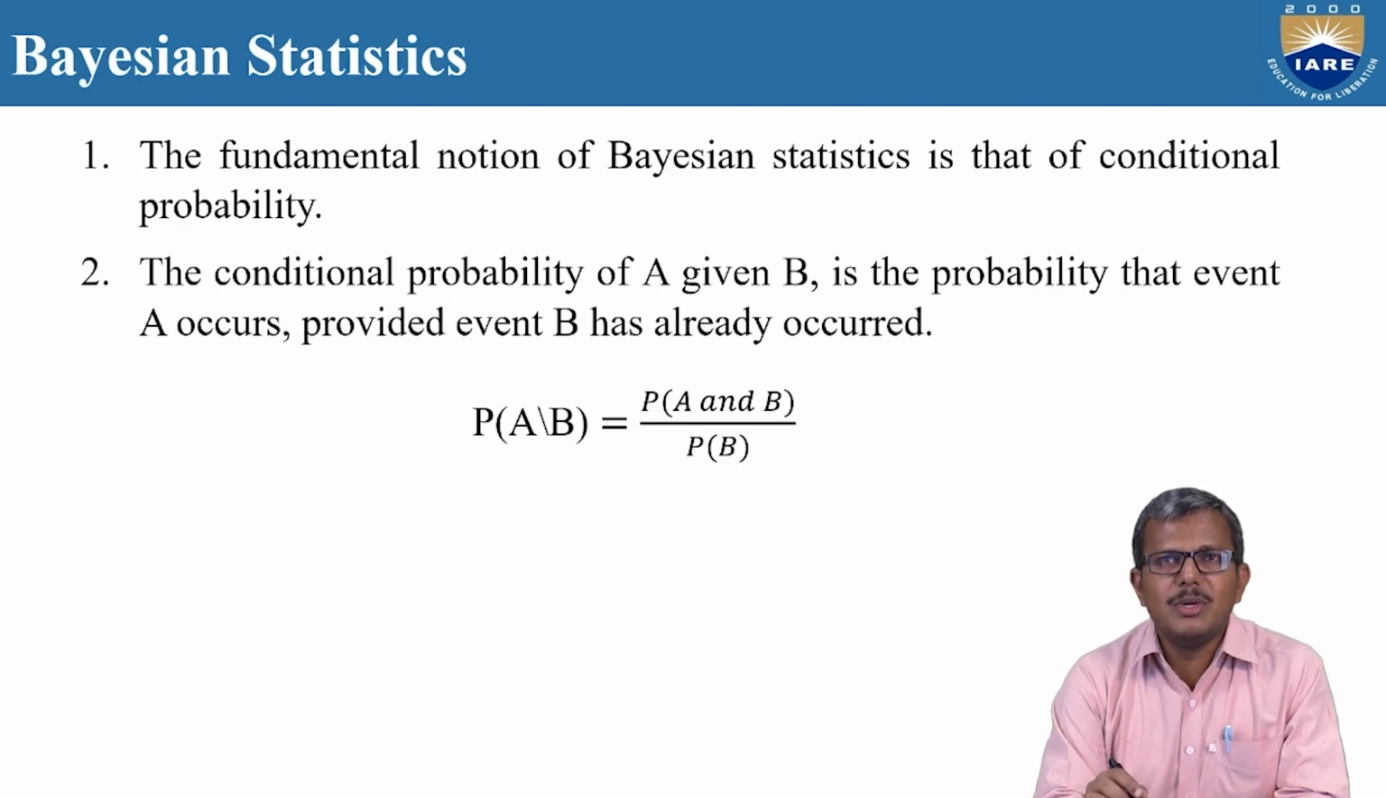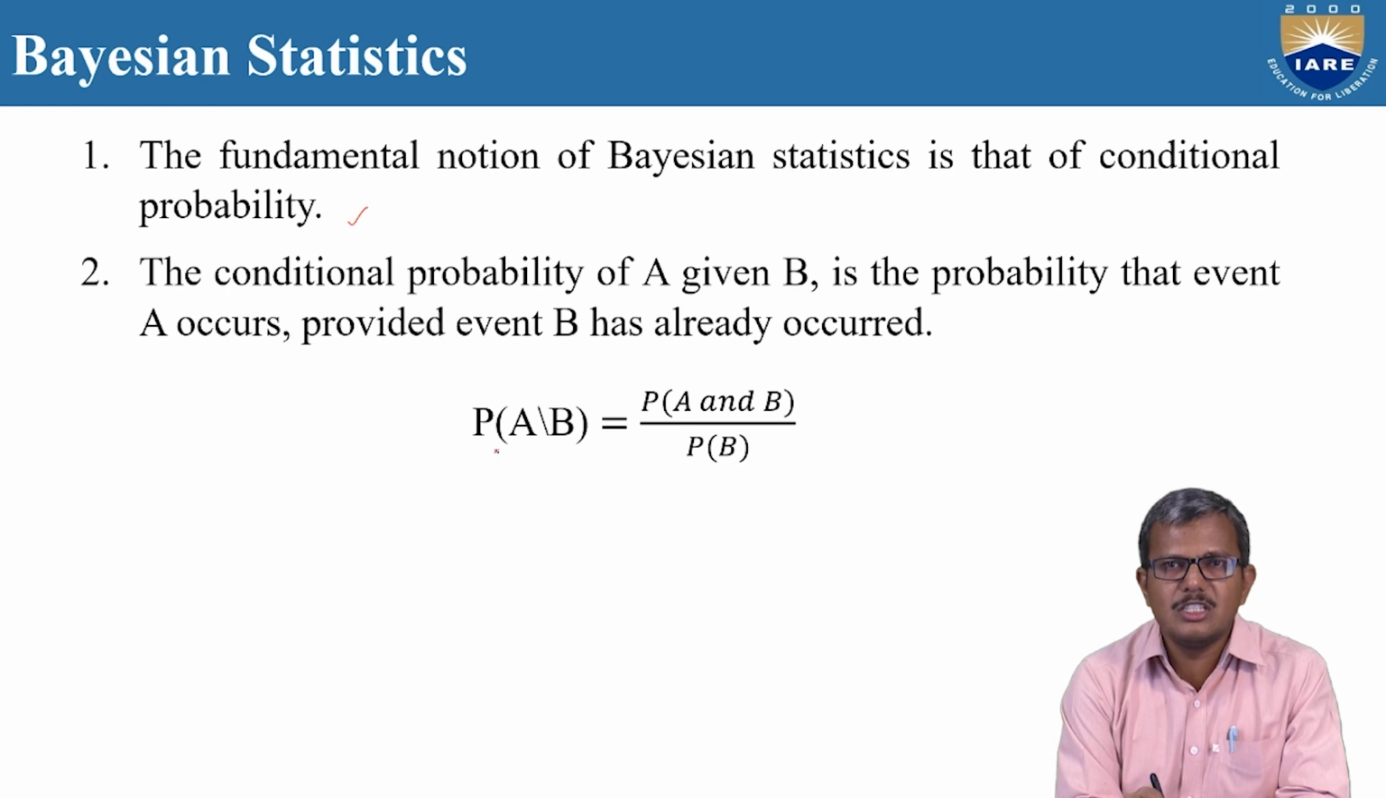Okay, let us talk about Bayesian statistics. The fundamental notion of Bayesian statistics is that it is supposed to implement conditional probability. So the conditional probability of A given B, the mathematical representation is probability of A given B. How this can be read: for a given B, we are supposed to calculate the probability of A.